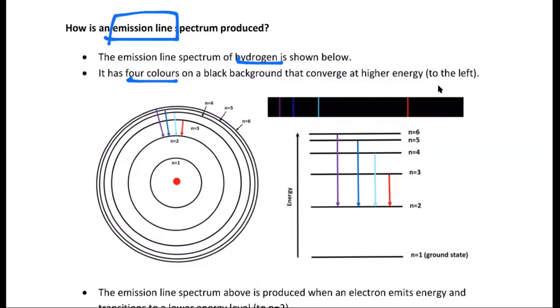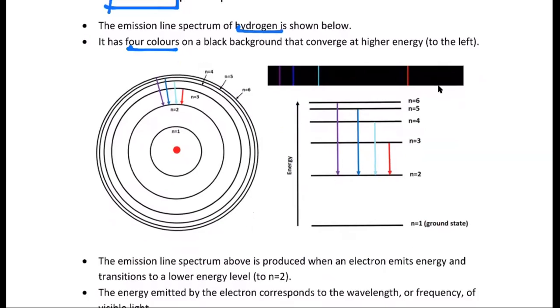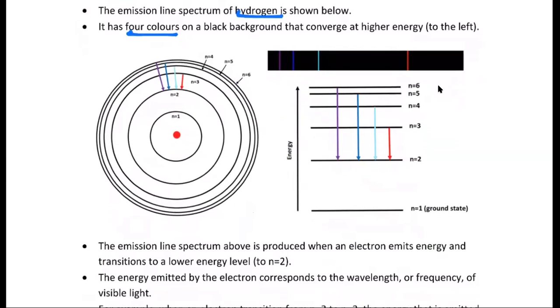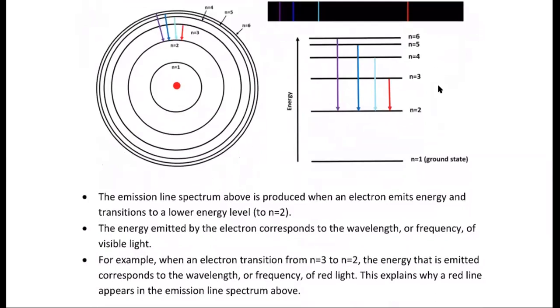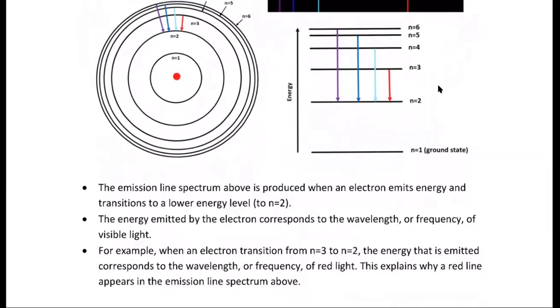So what happens, okay? This is what the emission spectrum for hydrogen would look like for this visible light we see. So if you notice, there are 4 electron transitions, okay? And that's what it's describing down here. It says the emission line spectrum above is produced when an electron emits energy and transitions to a lower energy level. And notice that it's the second energy level. They're all ending on n equals 2. That's very important, okay? Because only the ones that go to n equals 2 are going to emit visible light. If they go to a different one, it's not going to be visible. And we're going to talk about that in just a second.